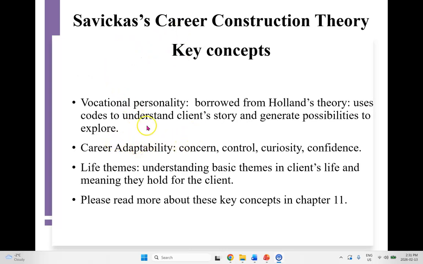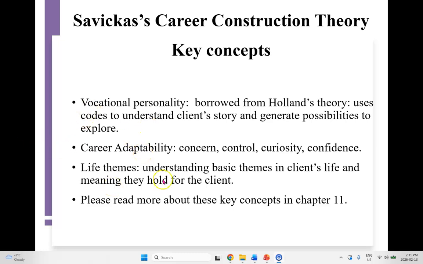Key concepts in the theory are vocational personality. This is borrowed from Holland's theory, and he does use those codes to understand the client's story and generate possibilities to explore. He also talks about the idea of career adaptability, and that includes concern, which is planning and preparing for the future, control, taking control of one's own career, curiosity about choices that are available and exploring those choices, and confidence to move forward with whatever decisions or choices the client makes.